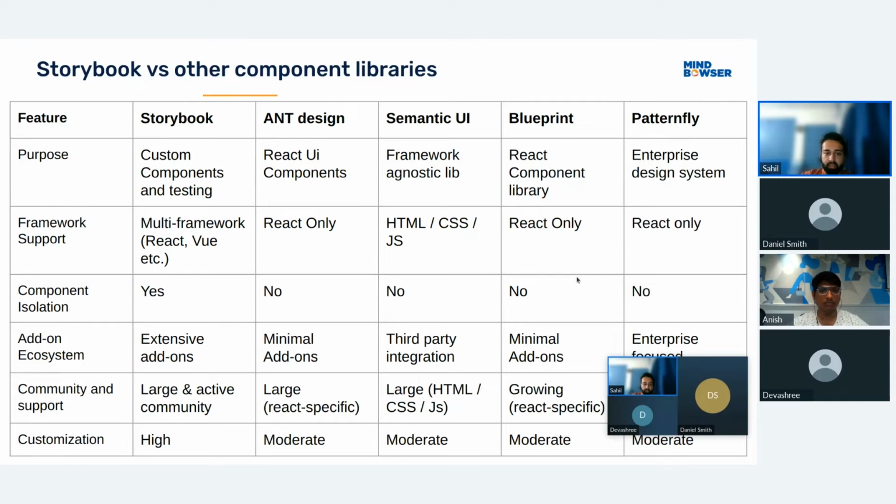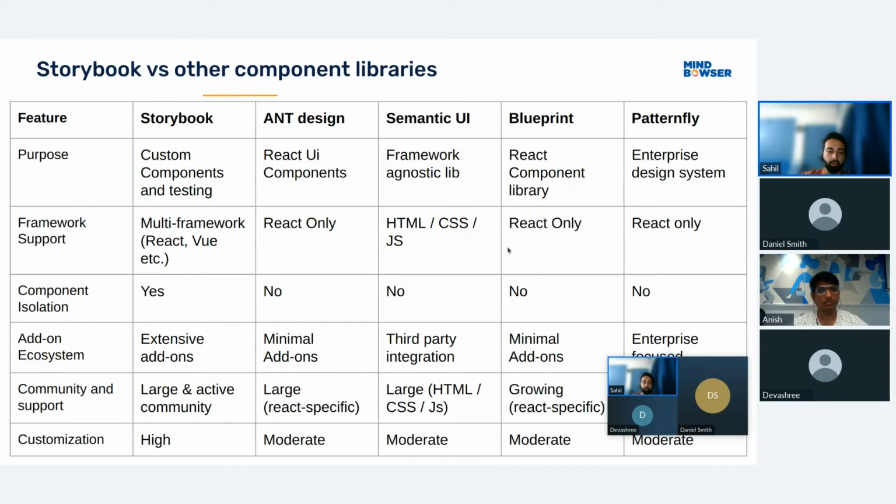The last one is customization. A high level of customization is provided by Storybook, which allows developers to build their components and tailor the development environment completely. With Ant Design, Semantic UI, and the rest, we have moderate customization offered. They offer some pre-built components and a customizable theme for a particular enterprise application. Also, they have some predefined structures, so they don't completely allow us customization.